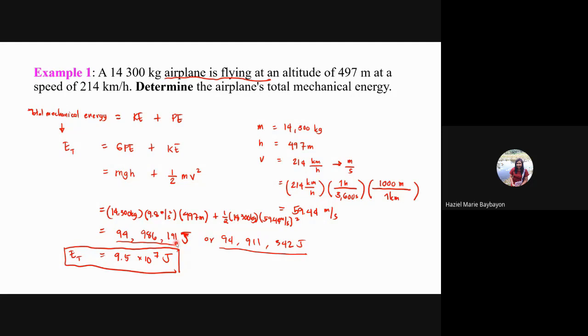So it has a very huge total mechanical energy. It's 94,986,191 joules. Okay. We can also express this in scientific notation. So we have 9.5 times 10 to the 7 joules. Okay. So far, straightforward lang nga solution for problem number 1.